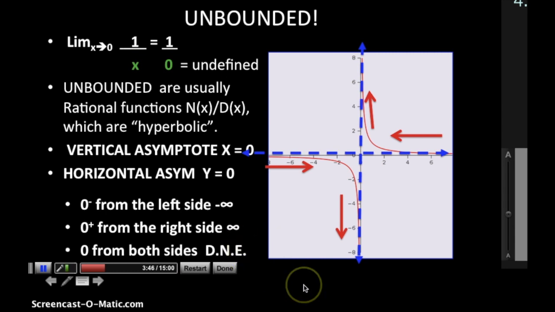From both sides, we would say they're different limits. Negative infinity is different than positive infinity. Then we would say it does not exist.